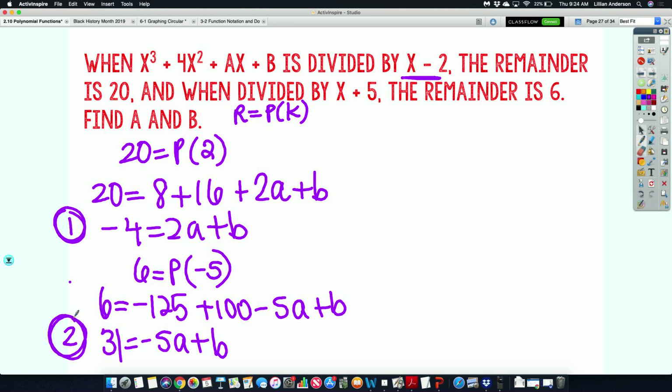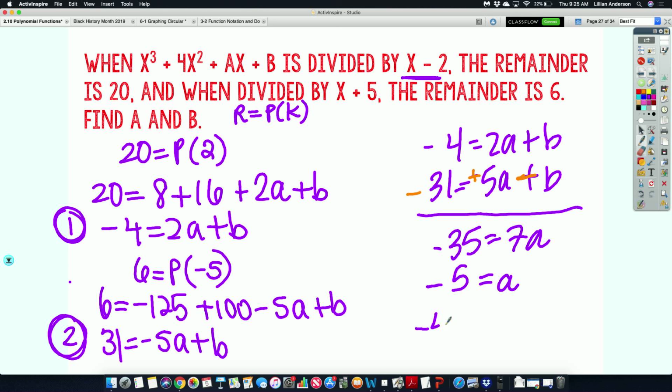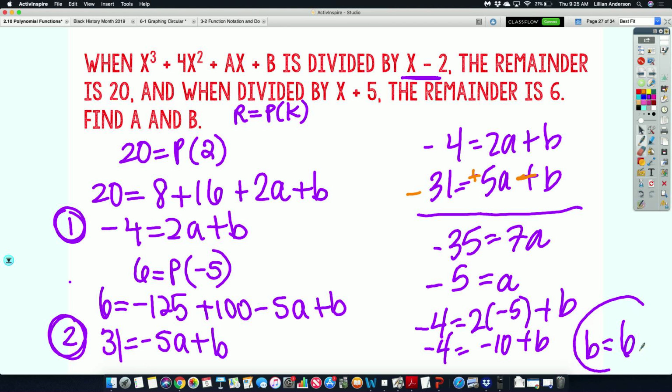Okay? It doesn't specify row operations, so I'm going to do this using whichever method I feel more comfortable with. I'm going to use elimination, change this to a negative, change this to a positive, change this to a negative. So that's going to give me negative 35 equals 7a. So a equals negative 5. And since a equals negative 5, I can plug that into one of my equations, to find that negative 4 is equal to 2 times negative 5 plus b. And b is going to equal 6. Questions?